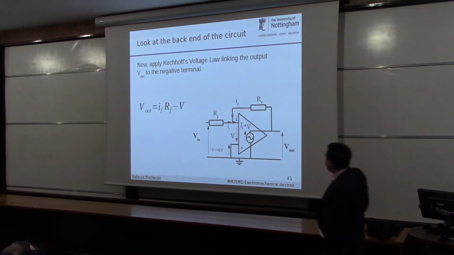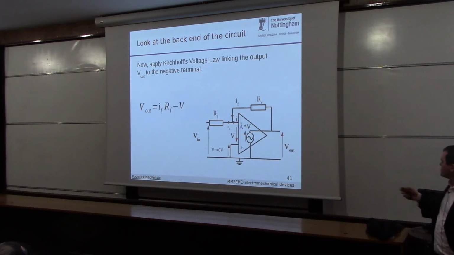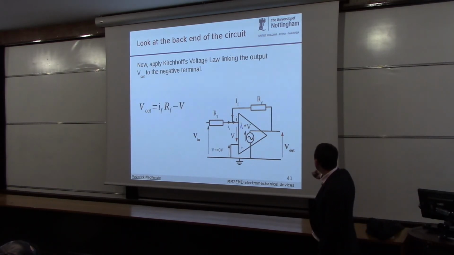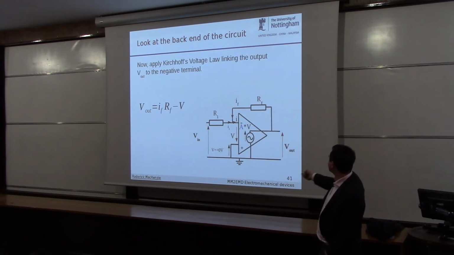So now we can apply Kirchhoff's voltage law. We sort of described from here to here. We can now apply Kirchhoff's voltage law to relate this voltage here to this voltage here. So let's look at this. V out here, so that's what we want, must be equal to I times RF, so that's that one there. And then between here and back down to here, it's V, so it's minus V.